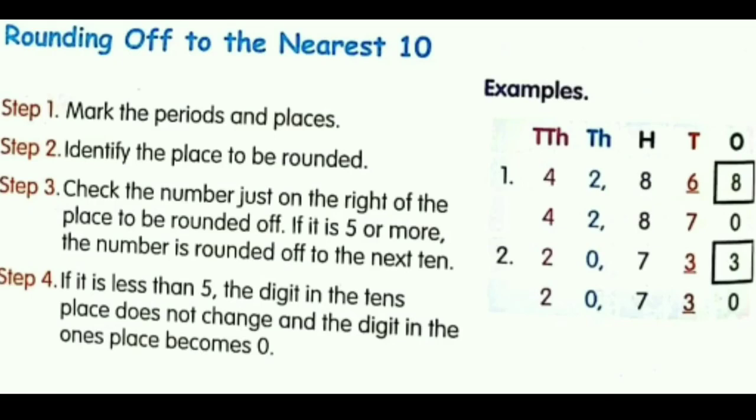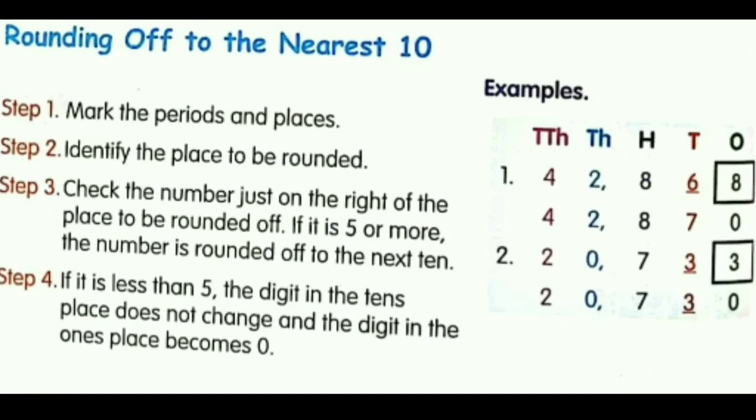So take a look at the example 1. First of all, what we have done here, we have taken the number 42868. Now we need to round it off to nearest tens. For rounding off to nearest 10, first of all we have marked the periods and places as ones, tens, 100, 1000 and 10,000. Secondly, we have identified the place to be rounded. The place here which we need to round is the tens place, that is 6 here, which is shown by the red color.